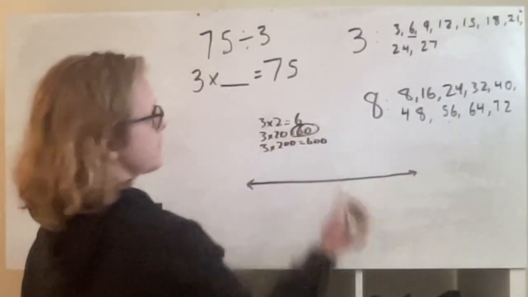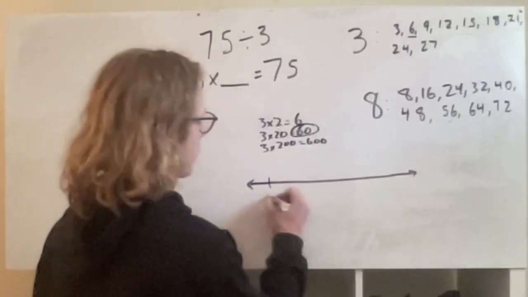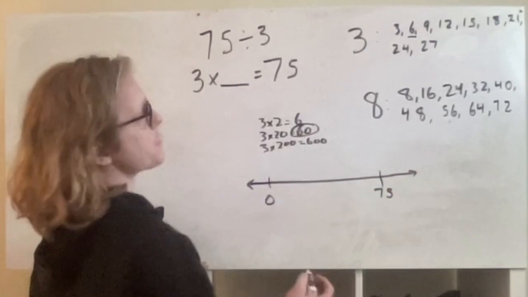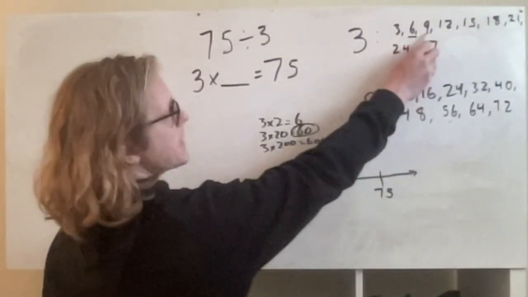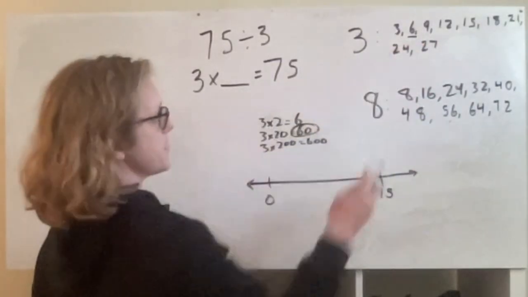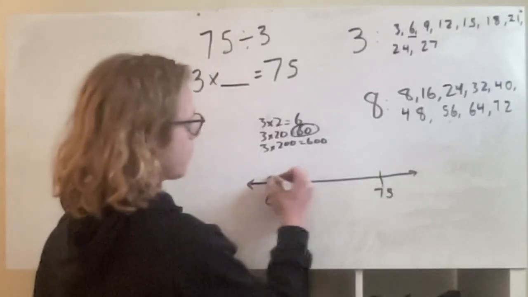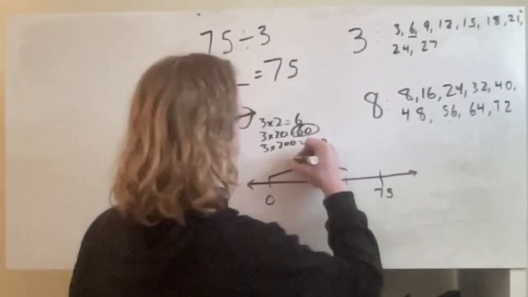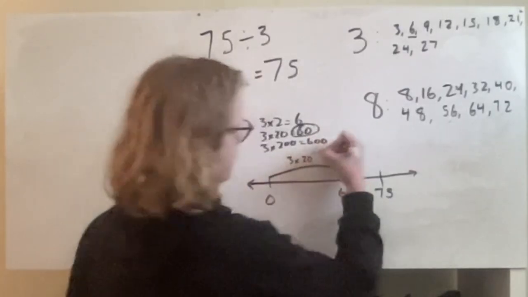But this 60 is going to work for us because we're starting at 0. We need to get up to 75. 60 gets us pretty close, right? If I jump to 90, that's too far. But the 60 works for us. So we jump right to 60. That is 3 times 20.